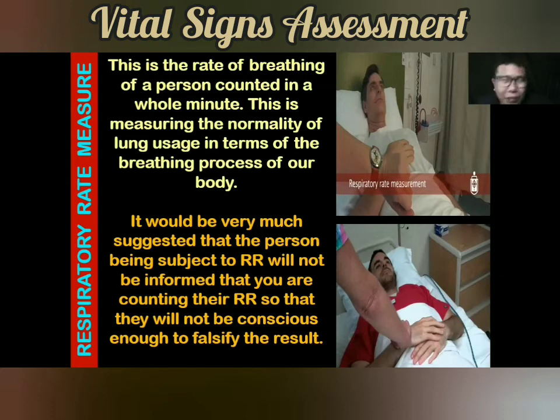So again, as much as possible, they should not know that you're taking the respiratory rate. However, after the procedure is done, you have to tell them that you have recorded the respiratory rate because it's their right to know every procedure done to them.